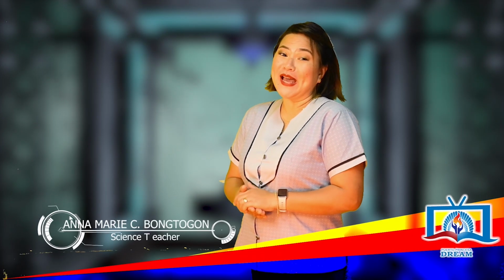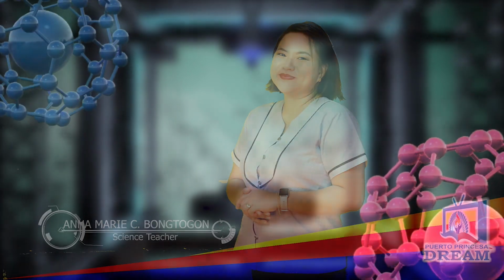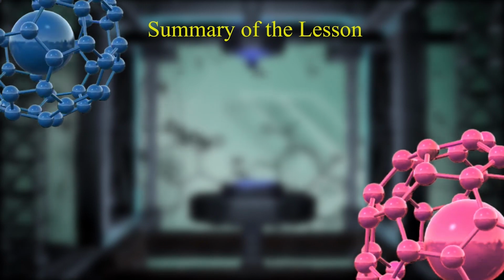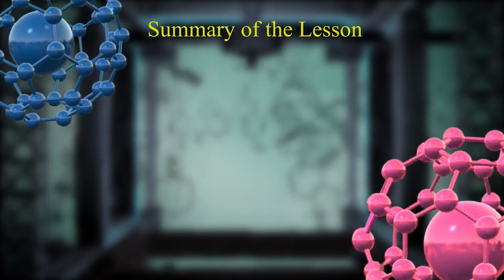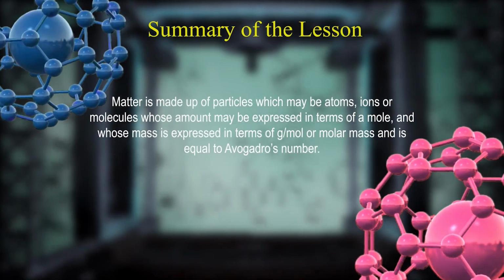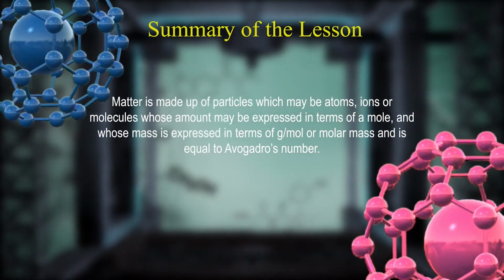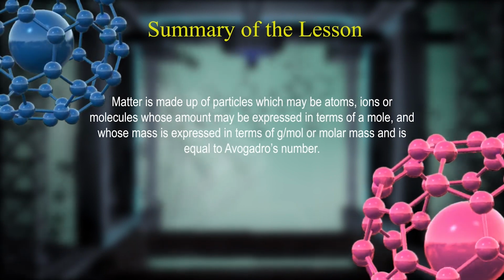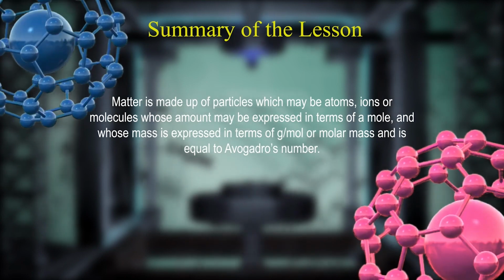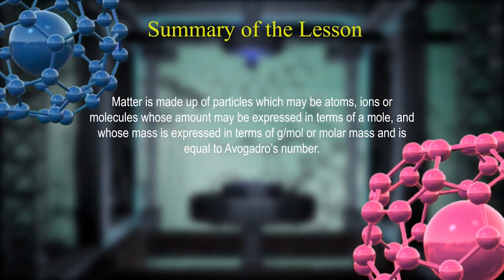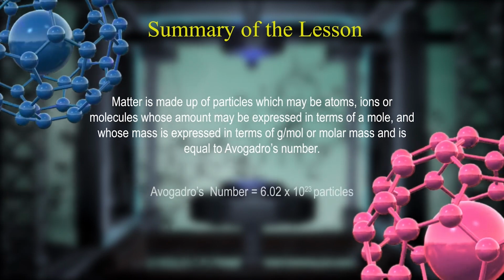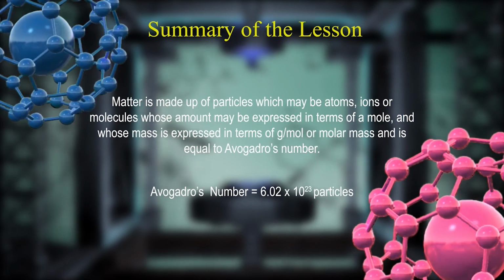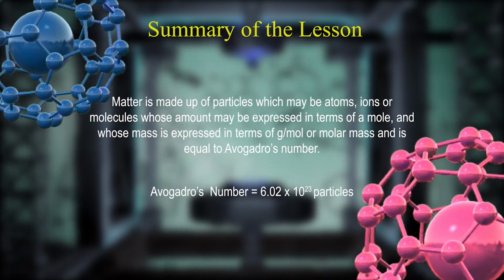You did a great job in answering the activities. Because we are finished with our discussion, let us take note of some of the important concepts we have learned for today. Matter is made up of particles, which may be atoms, ions, or molecules, whose amount may be expressed in terms of a mole and whose mass is expressed in terms of grams per mole or molar mass and is equal to Avogadro's number. Avogadro's number is equal to 6.02 times 10 to the 23rd power.